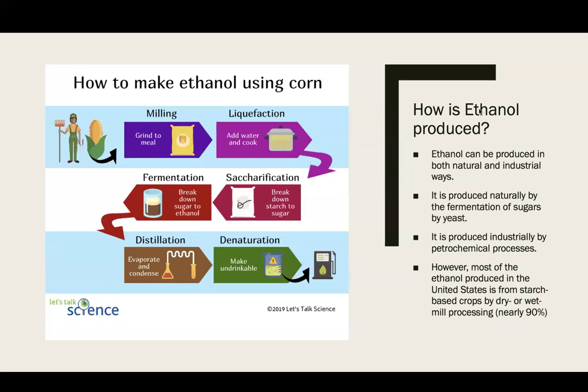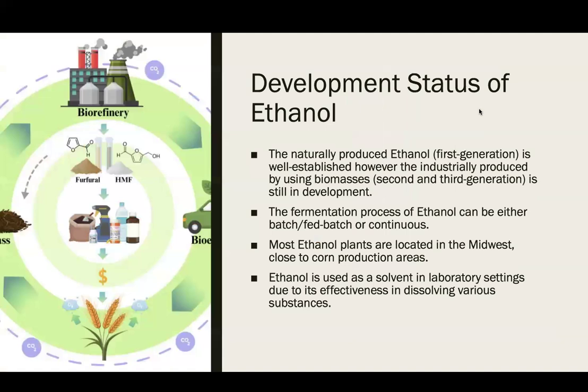How is ethanol produced? Ethanol can be produced in both natural and industrial ways. It is produced naturally by the fermentation of sugars by yeast. It is also produced industrially by petrochemical processes. However, most of the ethanol produced in the United States is from starch-based crops by dry or wet mill processing, nearly or about 90%.